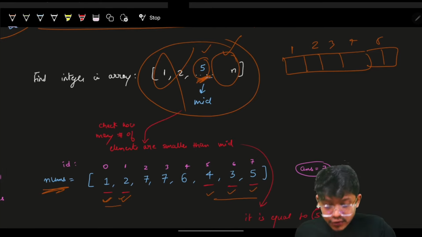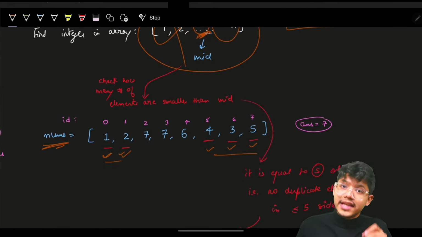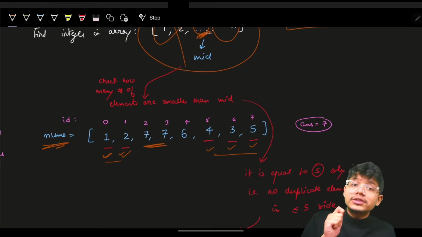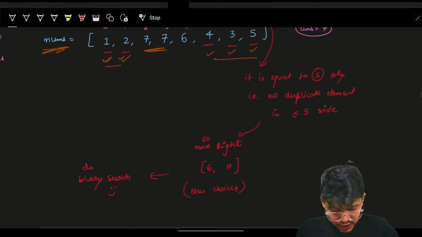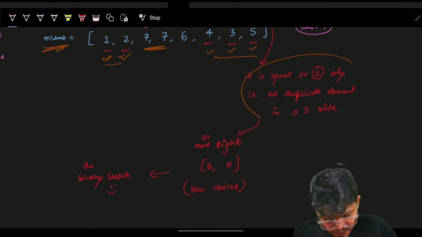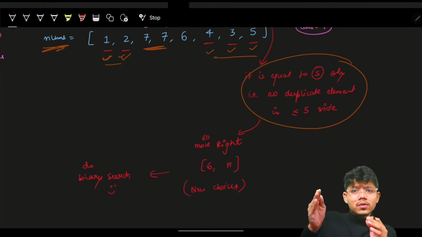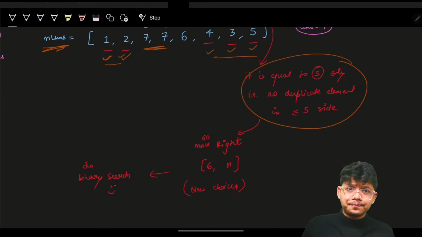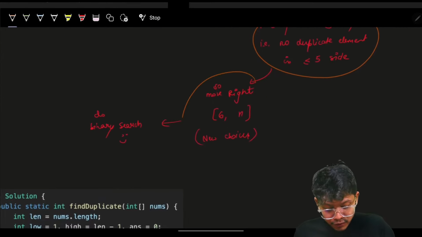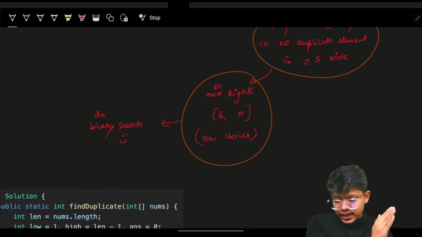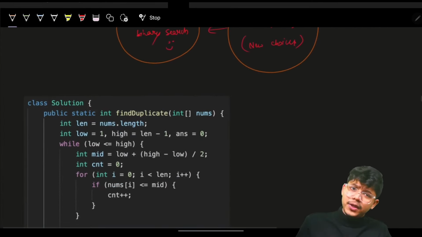So I'll now search the right array, and you will also see the same fact, that the element 7 was the element which was actually repeating. So you will know that if it is equal to 5 only, then we don't have any duplicate values. So we will try for the right range, which is from 6 to n, and in that I can simply do again a binary search.